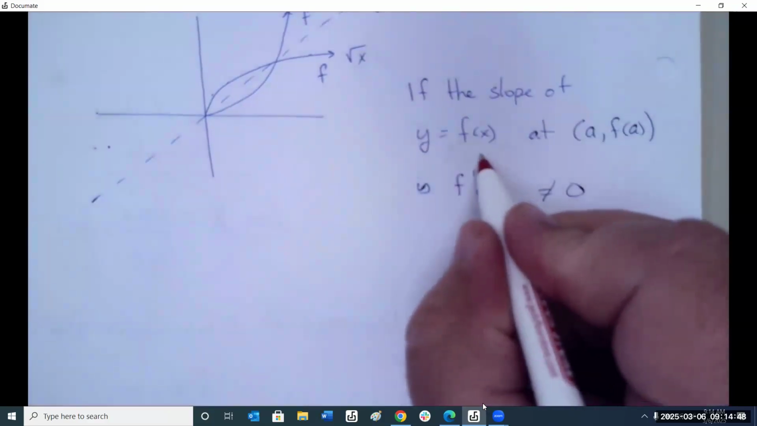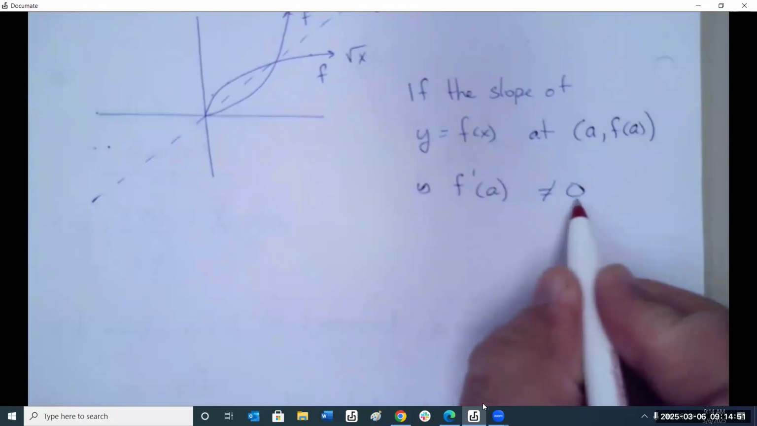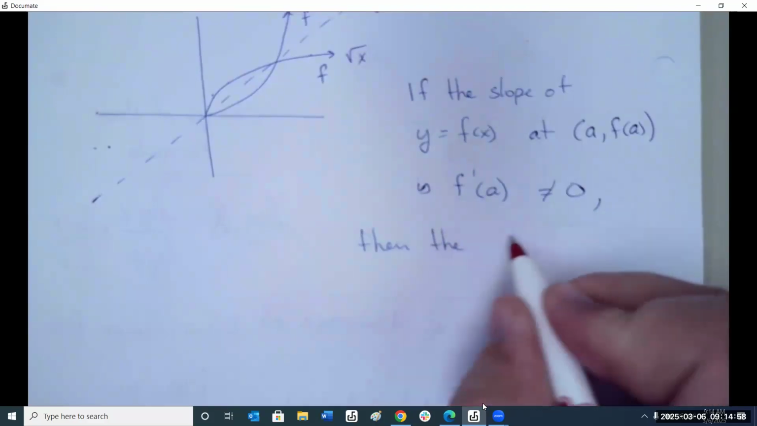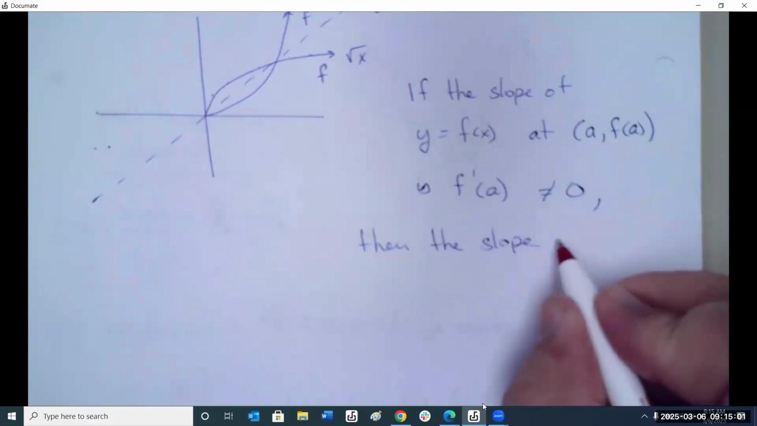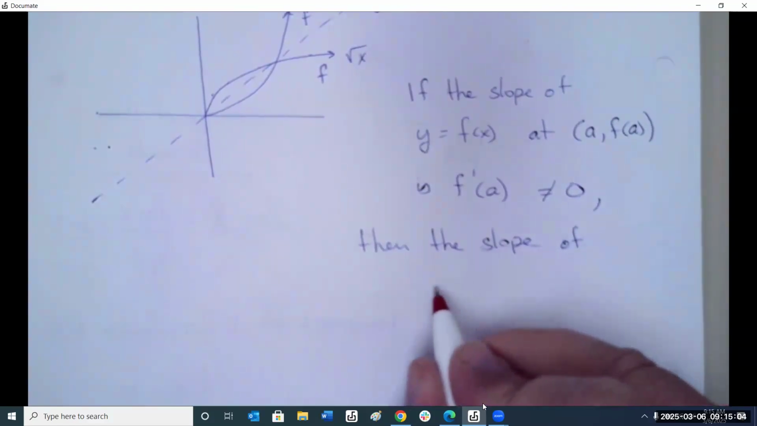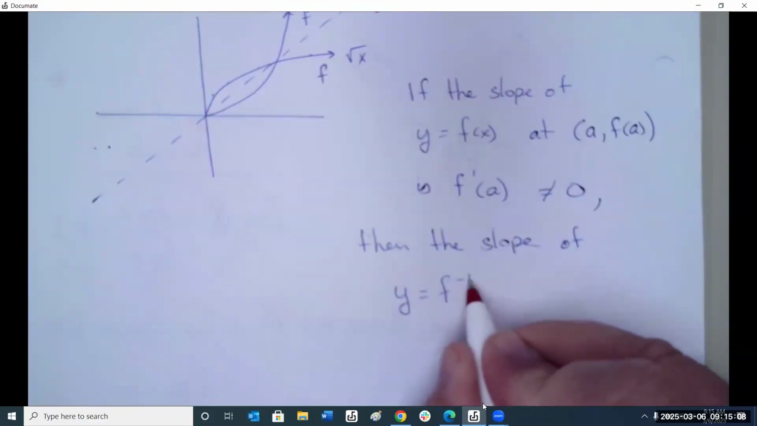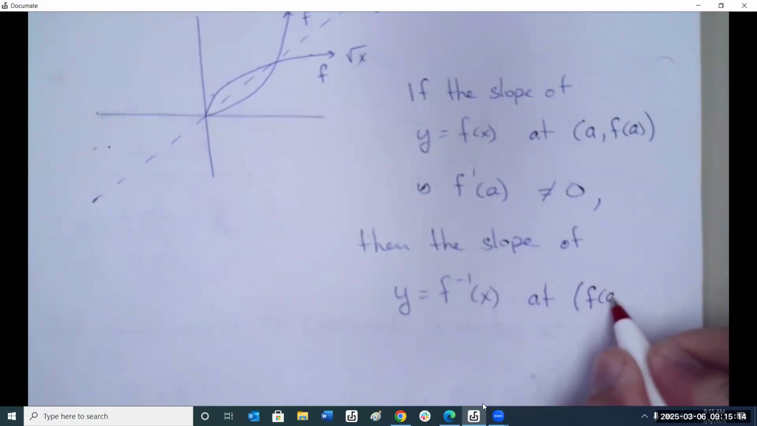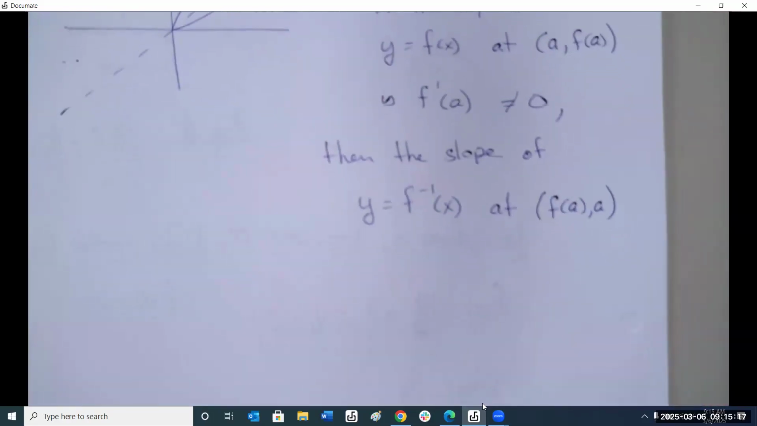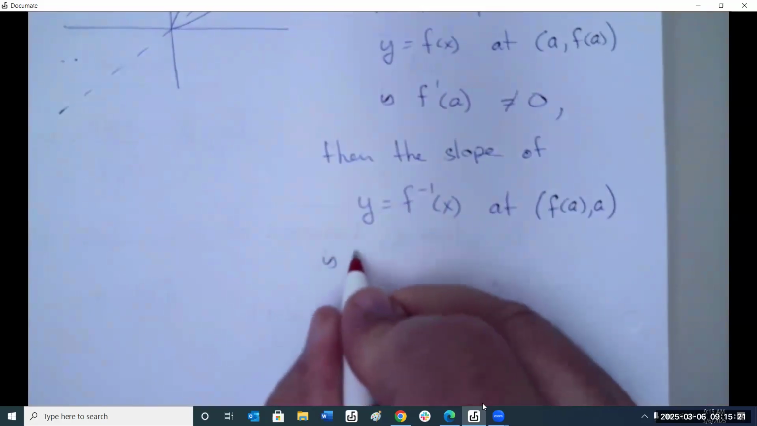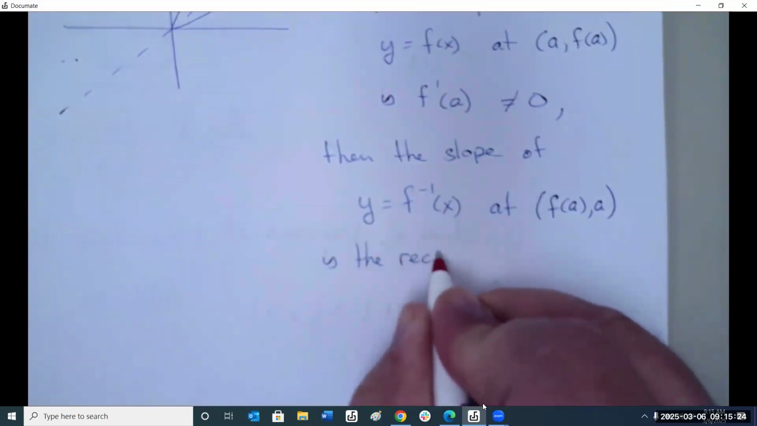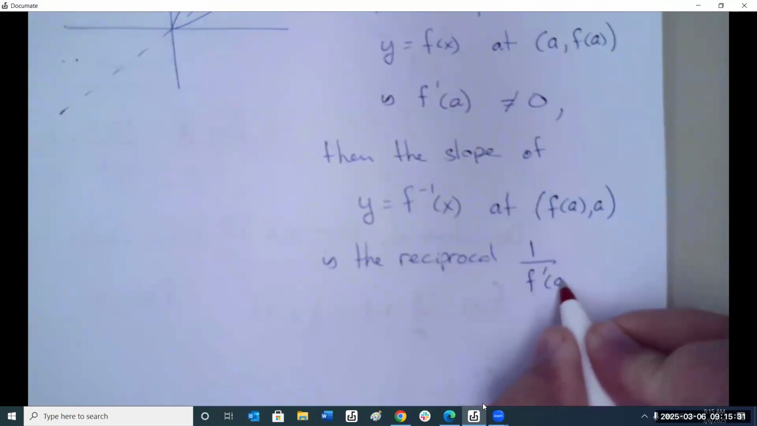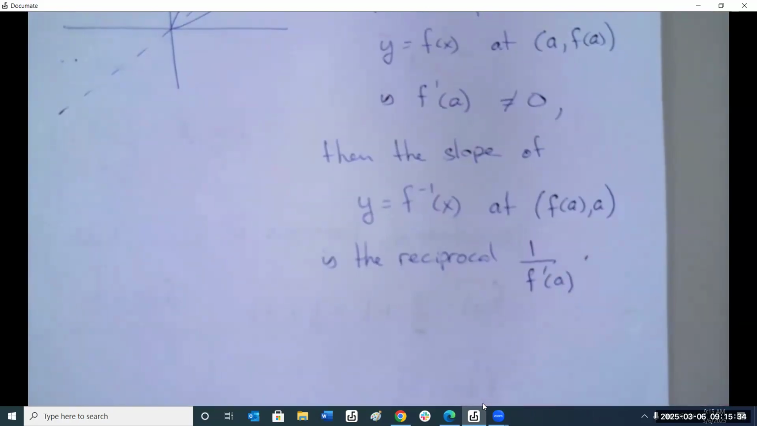So if the slope of y equals f of x at this point is f prime of a, which is not equal to 0, then the slope of its inverse at f of a, remember you switch x and y, is the reciprocal, 1 over f prime of a. That's what we're talking about.